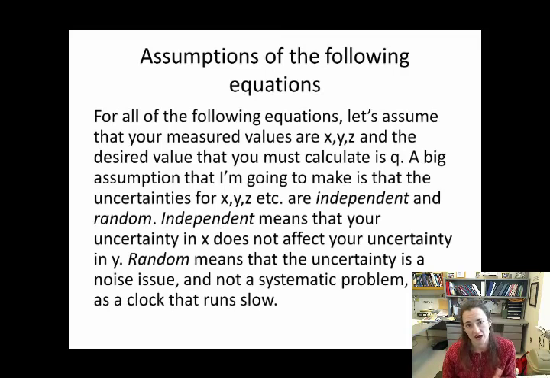Okay, so random now. Random means that it's not a systematic uncertainty. So remember, systematic uncertainties are things like clocks running slow, meter sticks where the divisions aren't correctly laid out, things like that. Consistently, in other words, under or above the true measurement, one or the other, under or above.